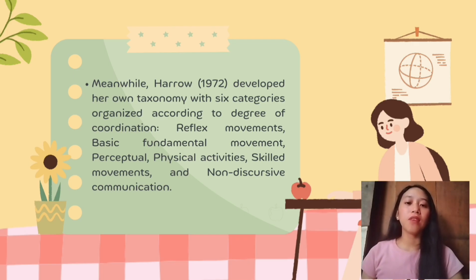While Harrow, 1972, developed her own taxonomy with 6 categories organized according to degree of coordination: reflex movements, basic fundamental movement, perceptual, physical activities, skilled movements, and non-discursive communication. A new framework for understanding and developing psychomotor skills, essential for physical and mechanical activities, has been presented, combining the taxonomies of Simpson, Dave, and Harrow. It also has 4 levels.